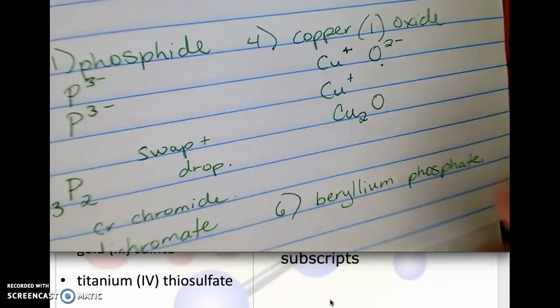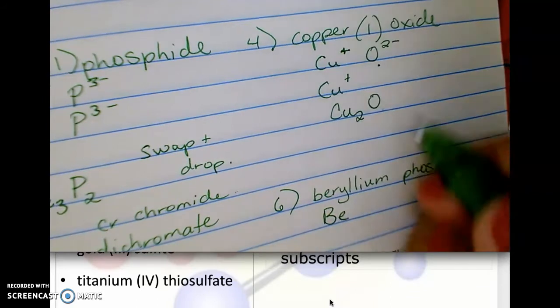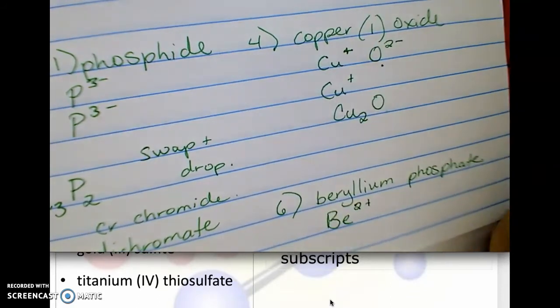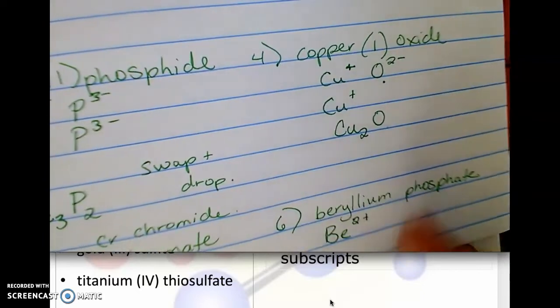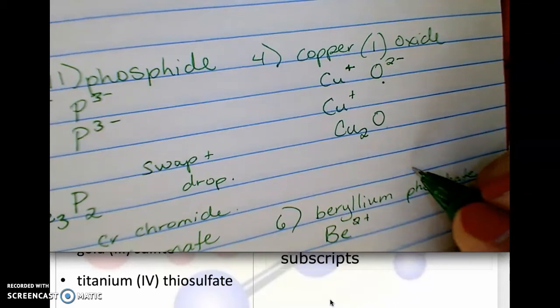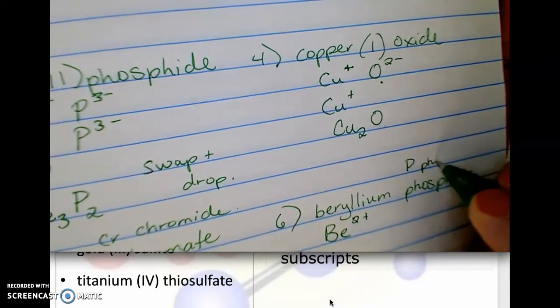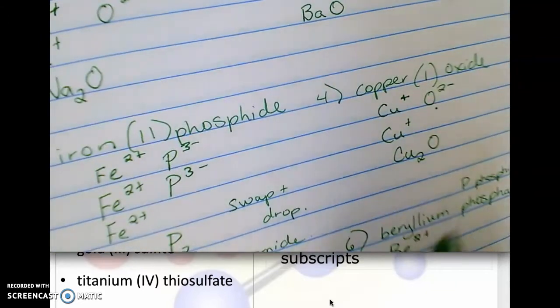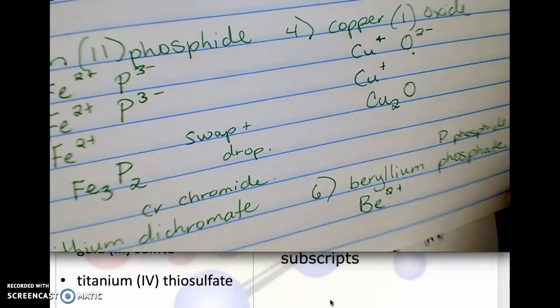Okay, let's do beryllium. Okay, that has a 2 plus charge. Okay, same thing here. Phosphate, that's not phosphorus. Okay, if it was phosphorus, it would say phosphide, like in this question here. Okay, but it doesn't. It says phosphate.